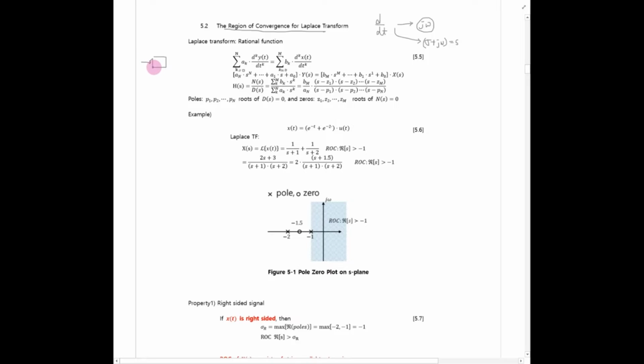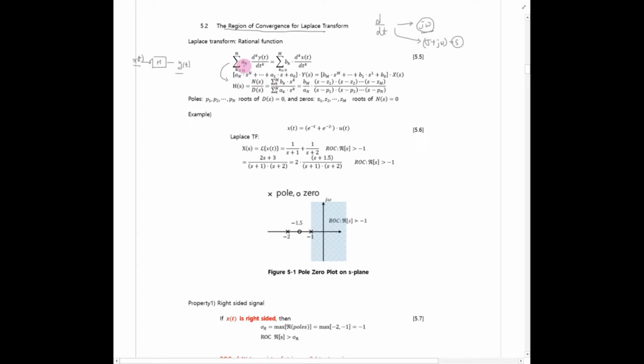Here is a system, then x(t) is the input, and y(t) is the output. So input and output are related, usually by differential equations. From here, by taking the Laplace transform, you know that in the Fourier transform, differentiation is replaced by j omega, but in the Laplace transform we can use s.